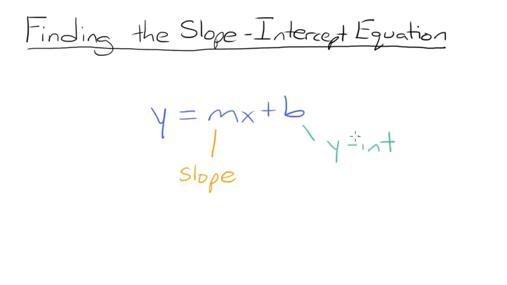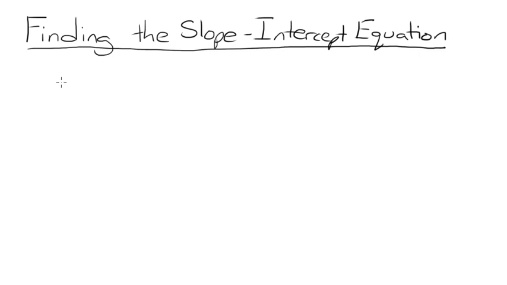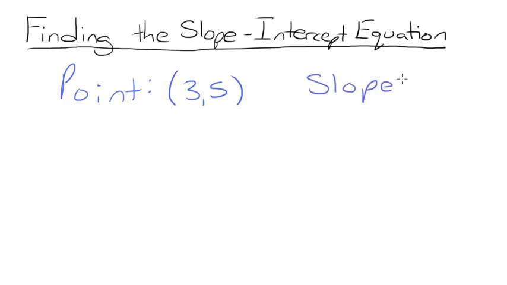So let's start with finding the equation when we're given a point on the line and the slope of the line. So let's say we're given the point 3, 5. This means that the point 3, 5 is a point that's on the line. And let's say that we're also given that our slope of the line is 2.